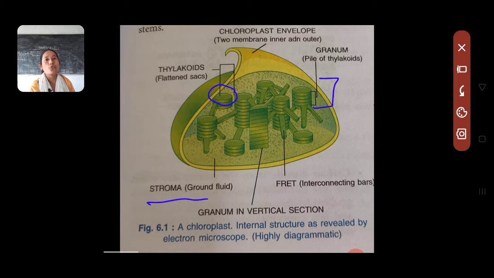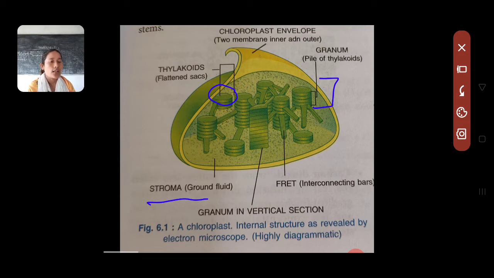Okay, now photosynthesis can be divided into two types. Okay, light dependent photosynthesis and dark phase photosynthesis. Now light dependent photosynthesis takes place in thylakoid, because here you have chlorophyll, right, and chlorophyll helps in trapping of the sunlight, so it takes place in thylakoid, and your dark phase photosynthesis takes place in granum.